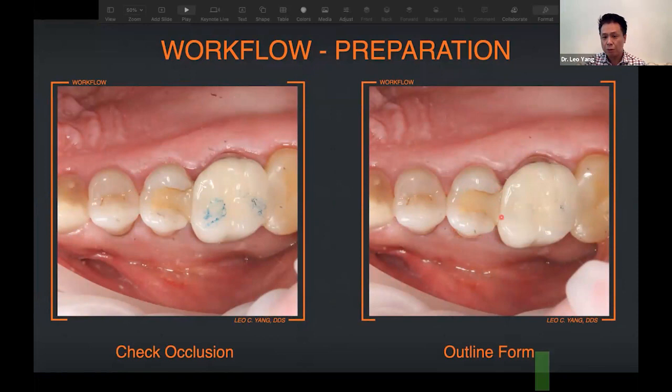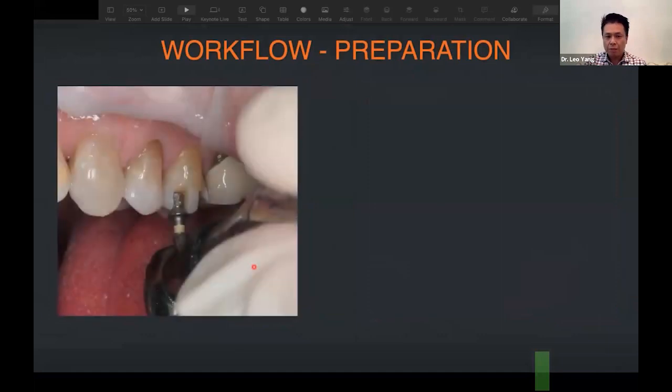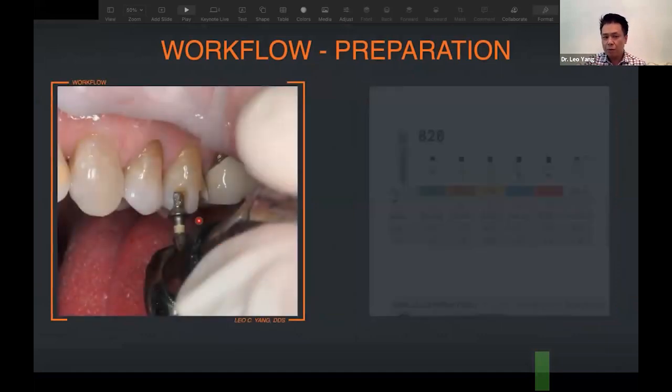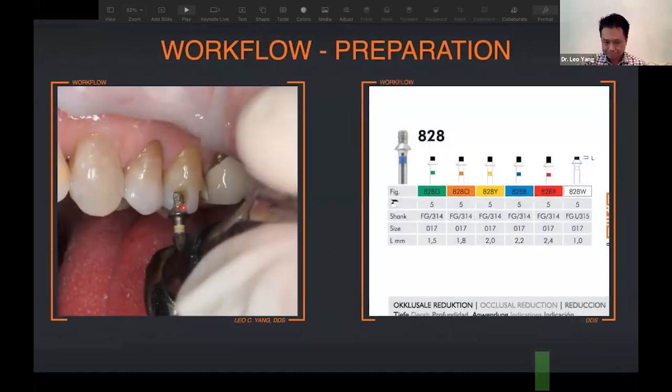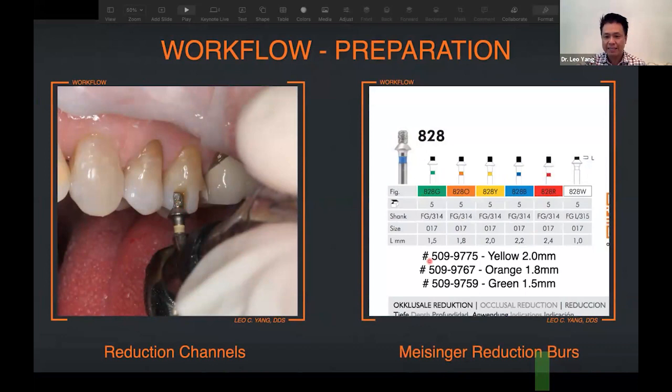I'm going to take the buccal wall down. So what is my first step after my outline form? I'm going to start prepping. I'll take down the buccal wall with my reduction burr. It just so happens that I use a Meisinger here. You can see the different depths in this case. I use a 2.0 reduction burr, and I would go across on the buccal to do my channel preps.